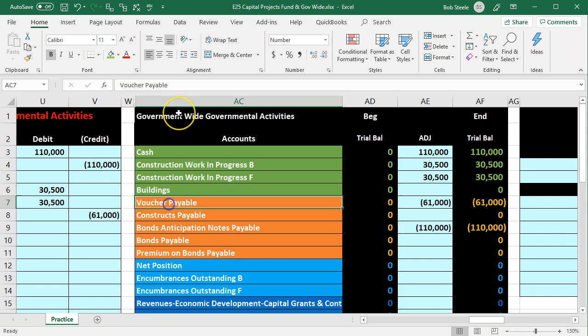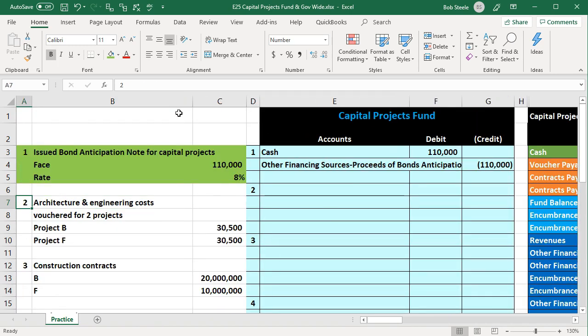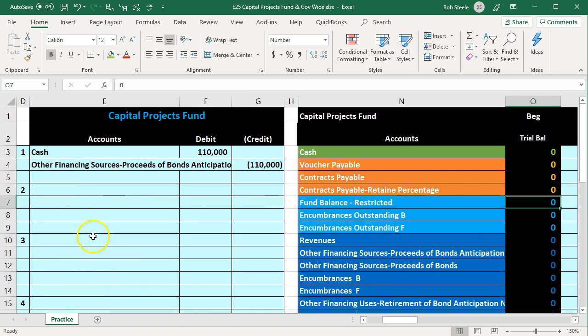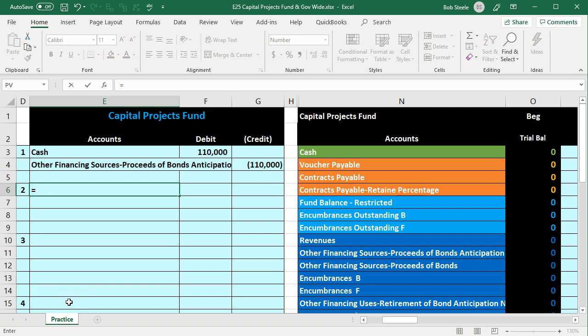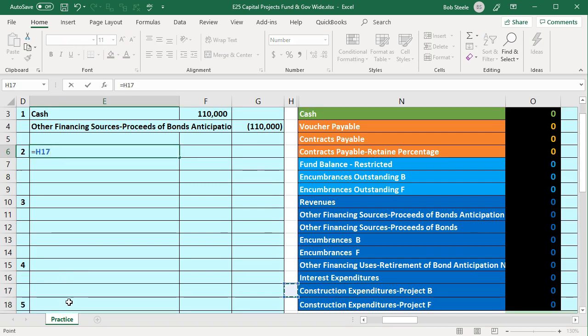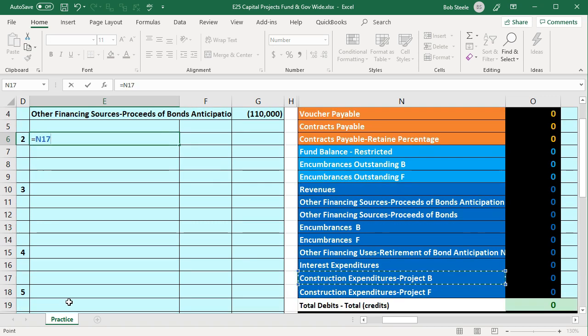Now we'll do a similar transaction in the capital projects fund. So we're going to scroll back over to the capital projects fund. This time we're not going to have the assets for the work in process, but we're going to put it into the expenditures. So now we're going to have expenditures because this is short term. This is recording the flows. We're not recording the long-term assets of the construction work in process. We're going to be recording the flows. So we're going to say equals, and we're going to go down here to the expenditures, and we're going to have expenditures for Project B and Project F.